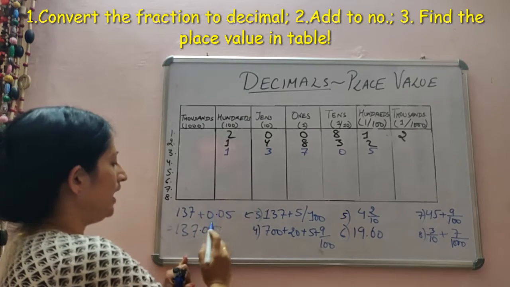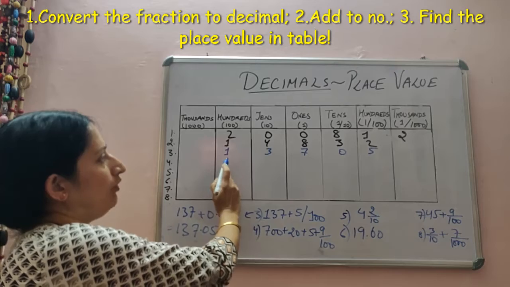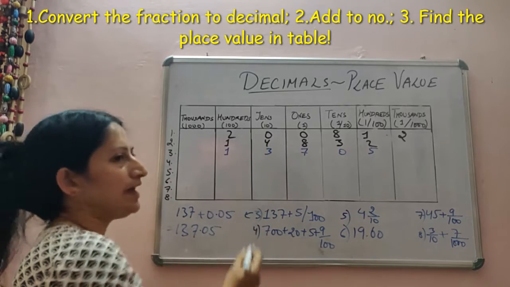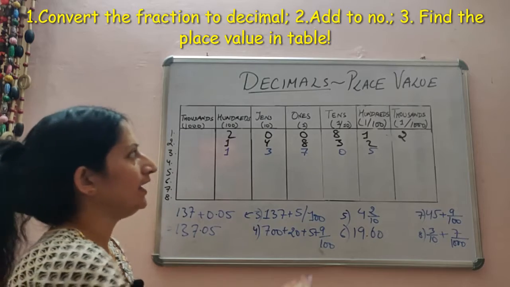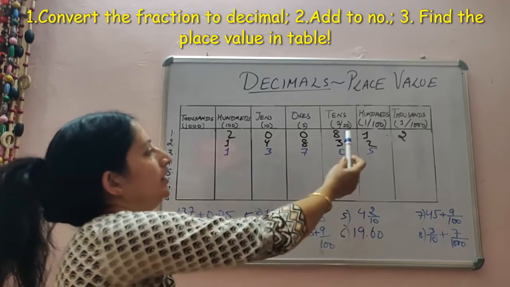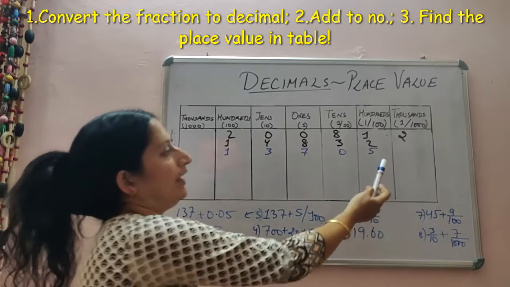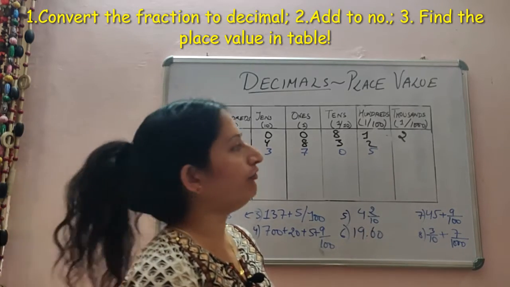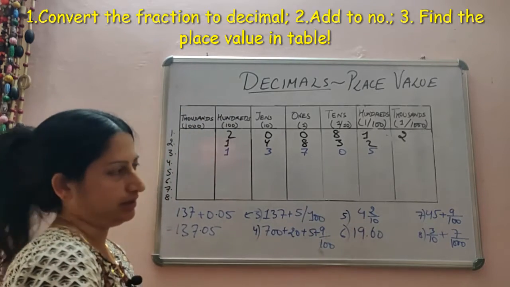So let's see how we will say it. 1 has the place value of 100, 3 has the place value of 30, 7 has the place value of 7 itself, 0 has the place value of 0 by 10, and 5 has the place value of 5 by 100, or 5 hundredths.